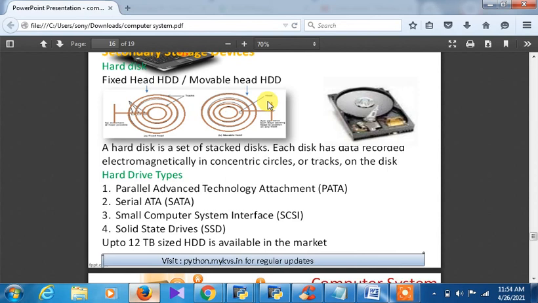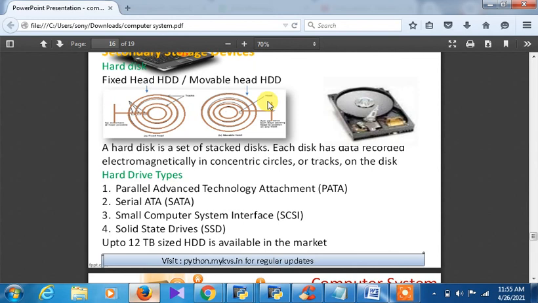Parallel advanced technology attachment is known as PATA. PATA means different types of settings, and nowadays we are using serial ATA, that is called SATA. That is having faster access than PATA. Up to 12 TB, TB means terabyte, size SSD is available in the market.